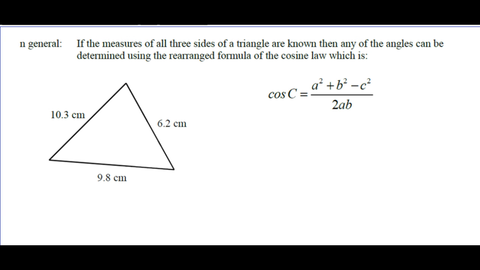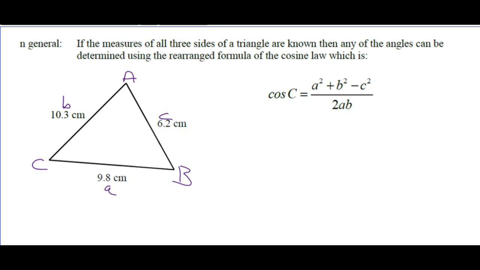All right, let's do some more. In general, if the measure of all three sides of a triangle are known, then any of the angles can be determined using the rearranged formula of the cosine law. This is the cosine law solving for an angle. So if you know side, side, side, then you use the cosine law, you can solve for any angle, right? And so we'll just solve, let's say, for this. We'll call this C, we'll call this A, we'll call this B. This will be little c, this will be little a, this will be little b.